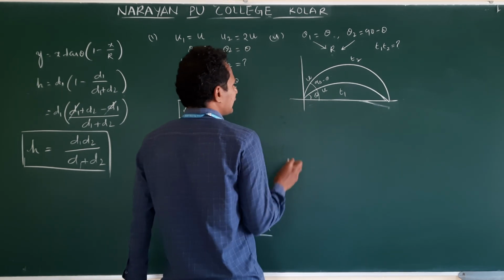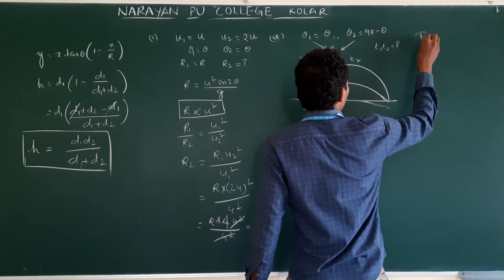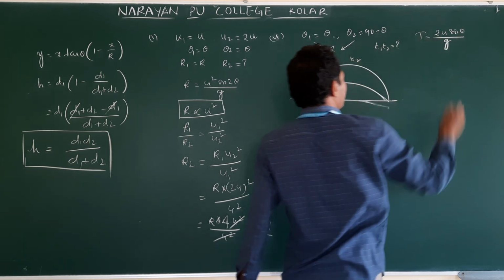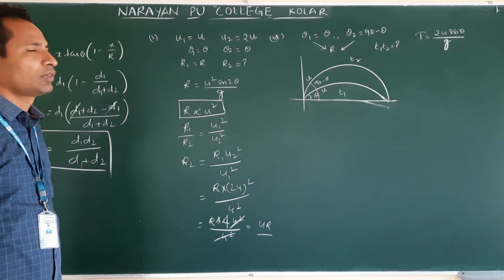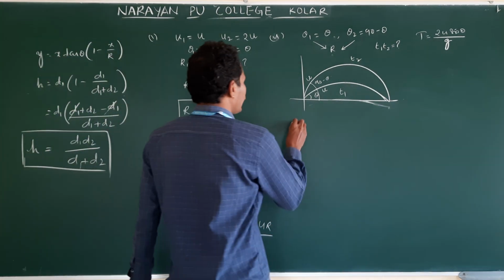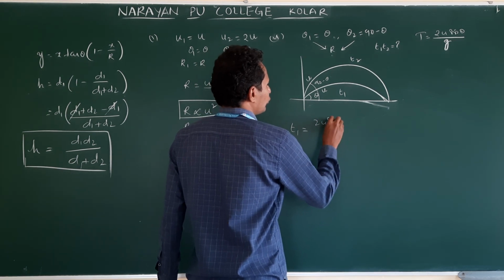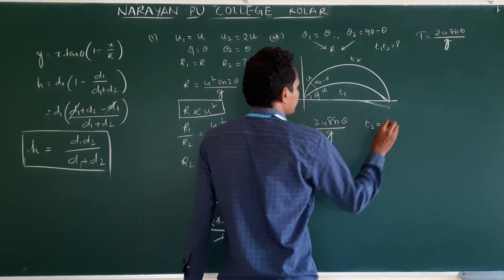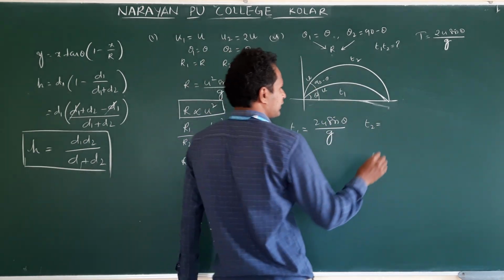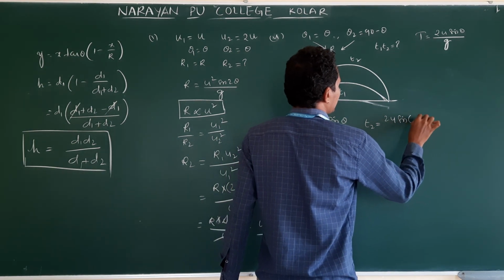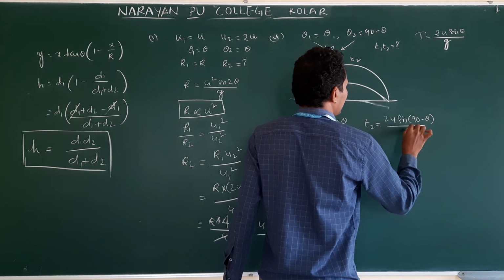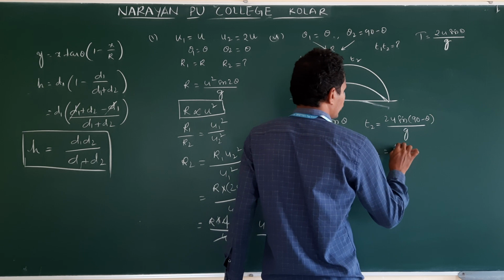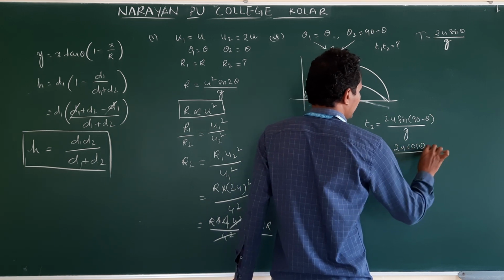Understand? What is the time of flight formula? The general formula I gave, capital T, is 2u sin theta by g. Am I correct? Yes. Now T1 is equal to 2u sin theta by g. What is T2? The second angle is 90 minus theta, so 2u sin(90 minus theta) by g. Sin(90 minus theta) is cos theta, so T2 is 2u cos theta by g.